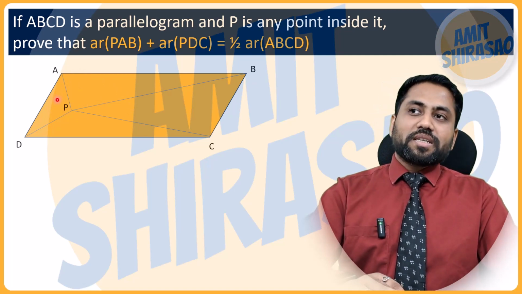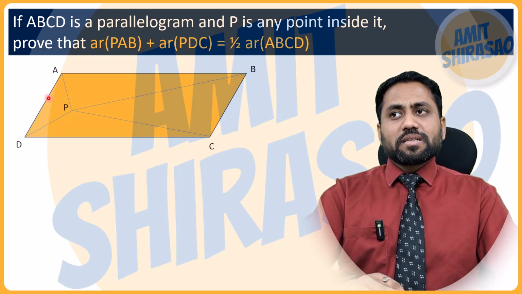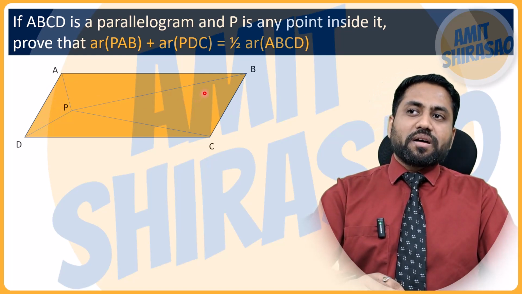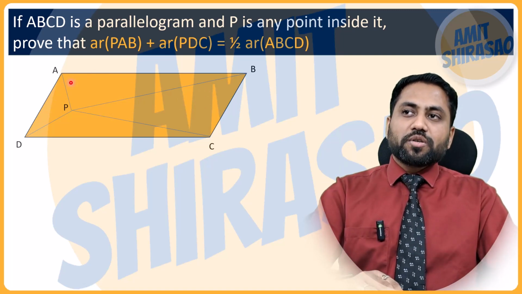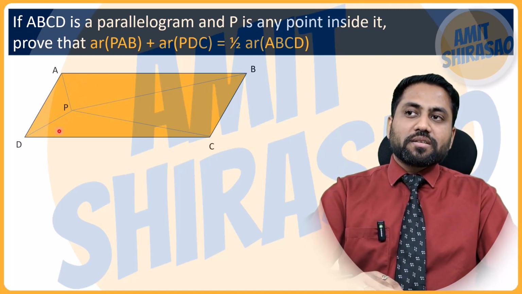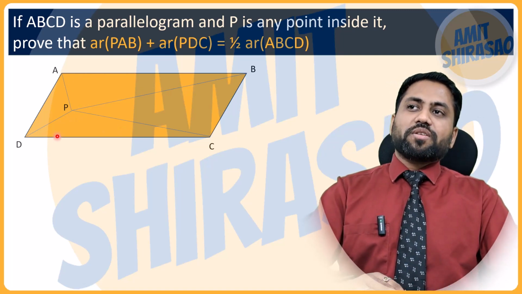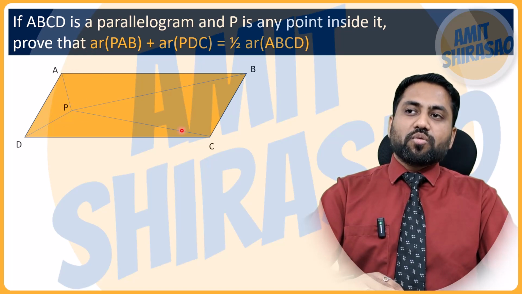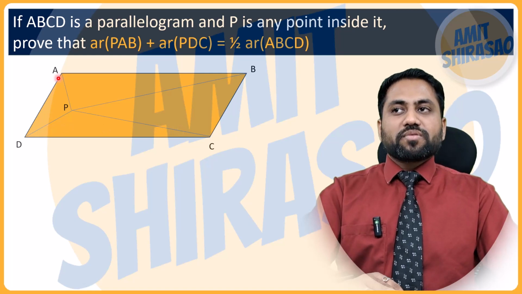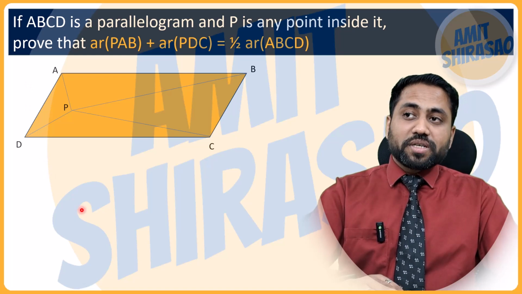Similarly, you can be asked that this triangle and this triangle, the addition of their areas should be equal to the addition of the areas of this upper triangle and the lower triangle. Okay, so all these can be the exercises, but at the moment we are asked to prove that the area of this upper triangle plus the area of this lower triangle is equal to half the area of the parallelogram. Okay, so how will you prove it?